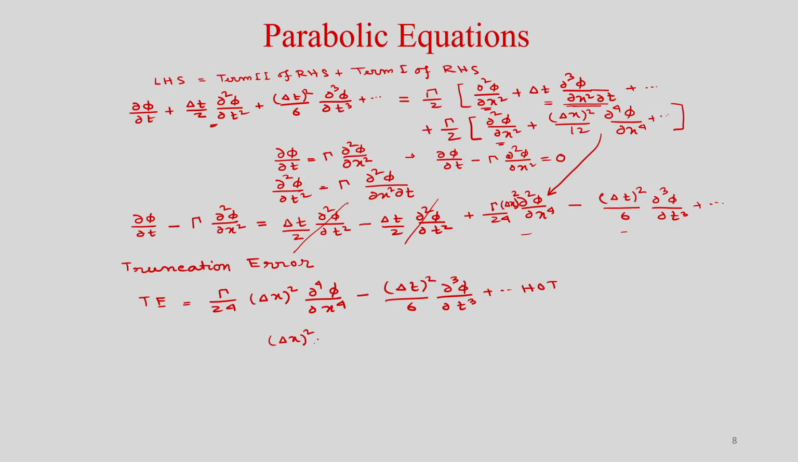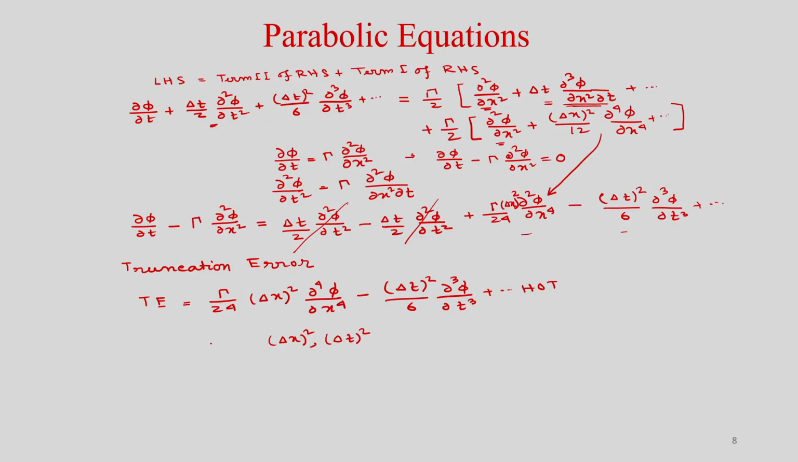Okay, so now you can see the truncation error. The leading terms, what is there, delta x square and delta t square. Okay, so in the truncation error we have delta x square and delta t square. That means the order of accuracy of this Crank-Nicolson scheme is delta x square and delta t square. So, we have proved it now. So, the accuracy is order of delta x square and delta t square.